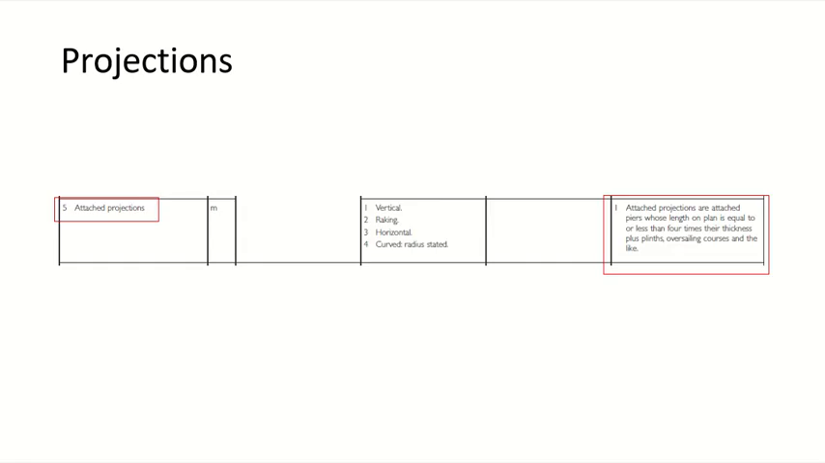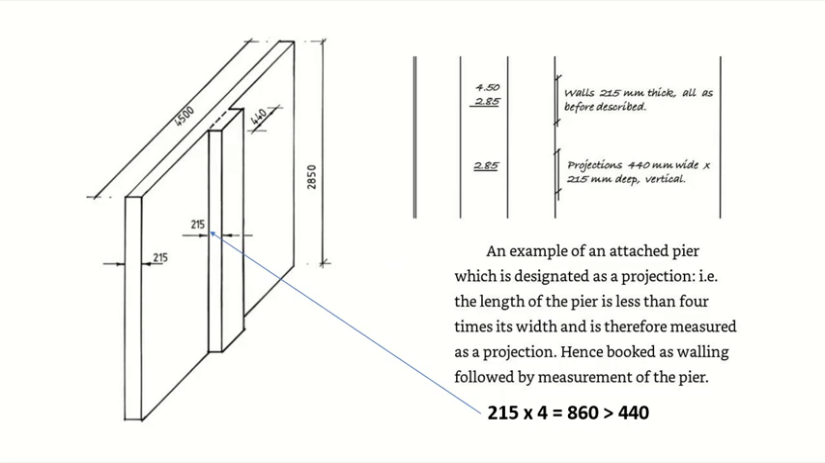The NRM standard. This is the rule here. If, for example, my thickness of the projection is 250, I multiply this by 4, I get 860. What is the length of this projection? It is 440. So thickness multiplied by 4 is more than the length of the projection. Then it should be considered as a separate wall. Got my point?